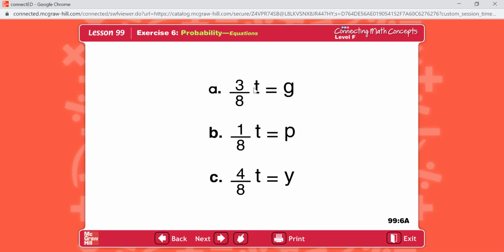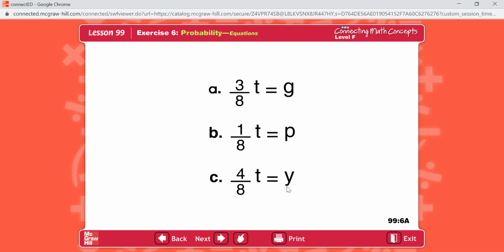A, 3/8 T equals G. B, 1/8 T equals P. C, 4/8 T equals Y. Remember, T equals trials, G is green, P is purple, Y is yellow. Here's what you should have.